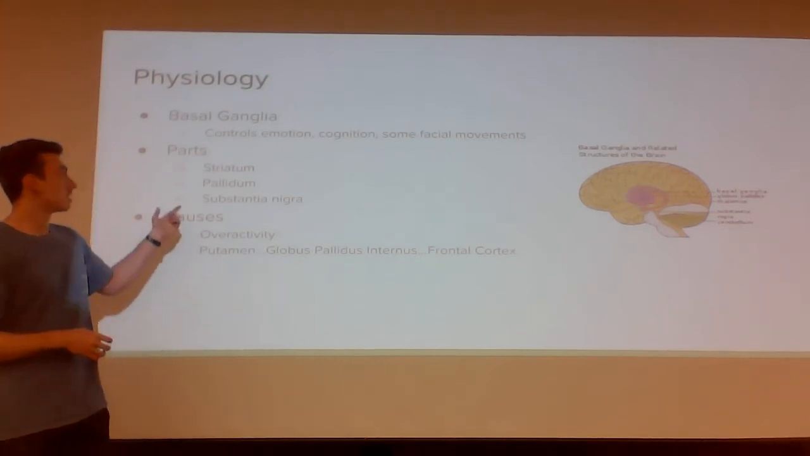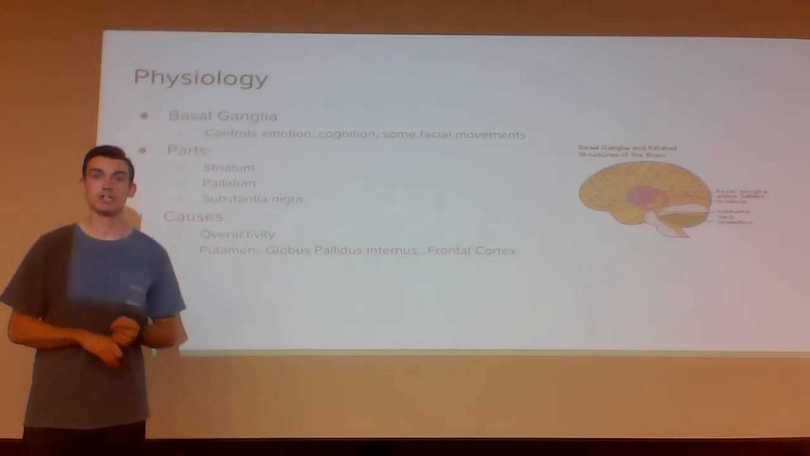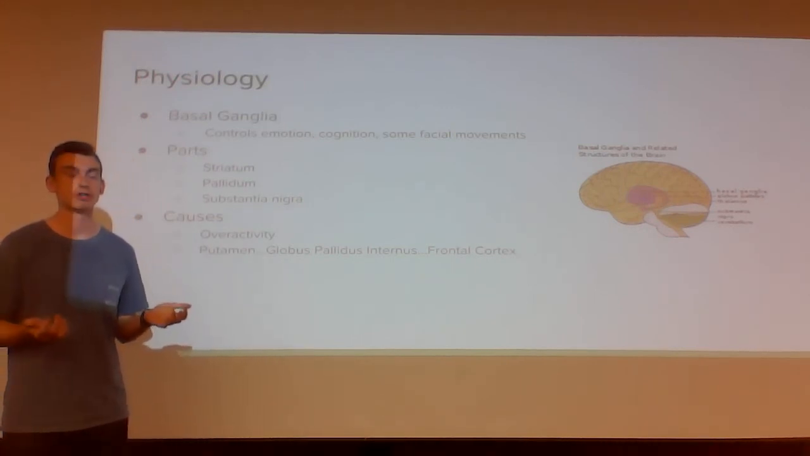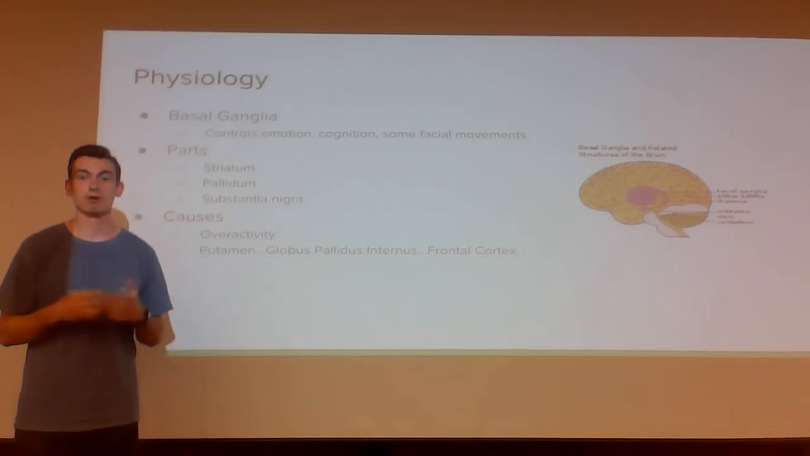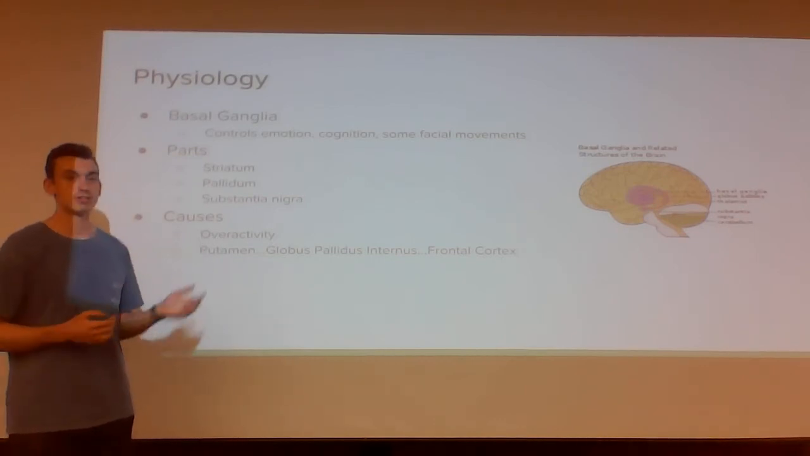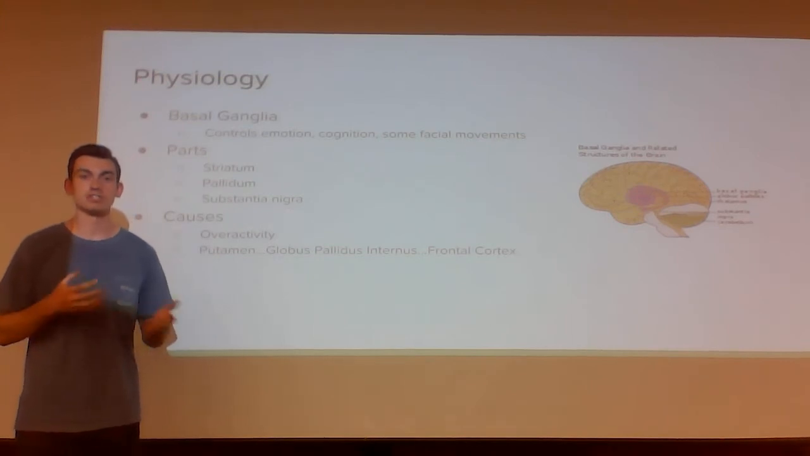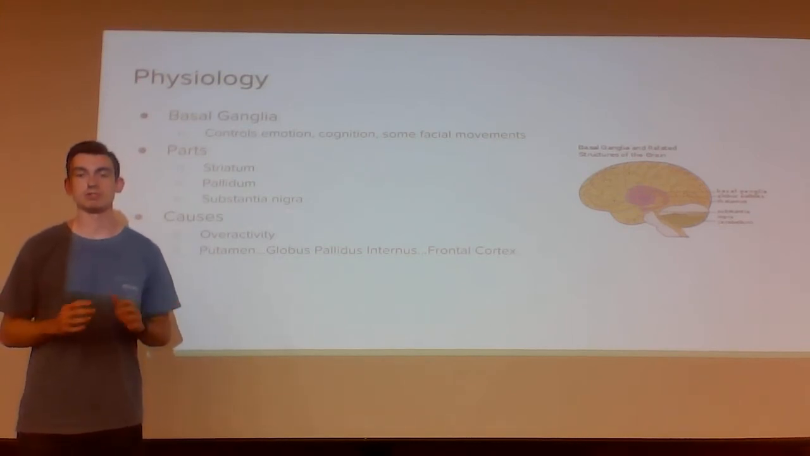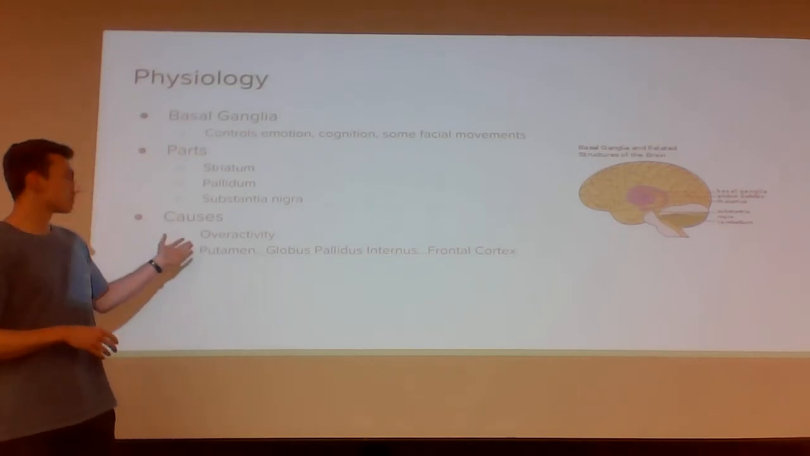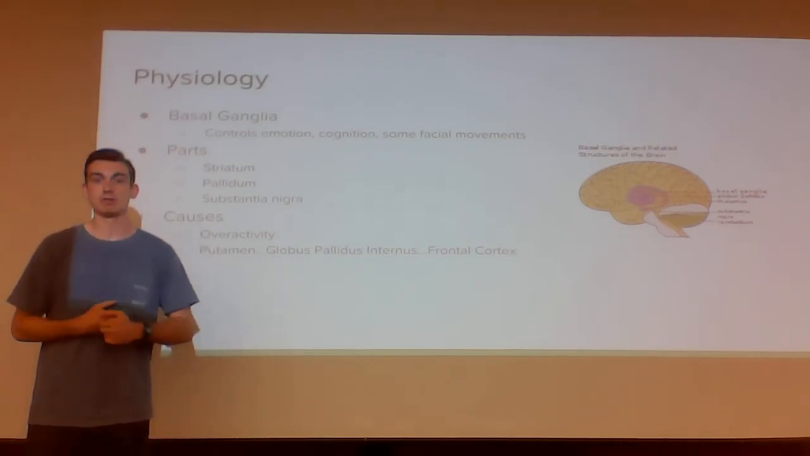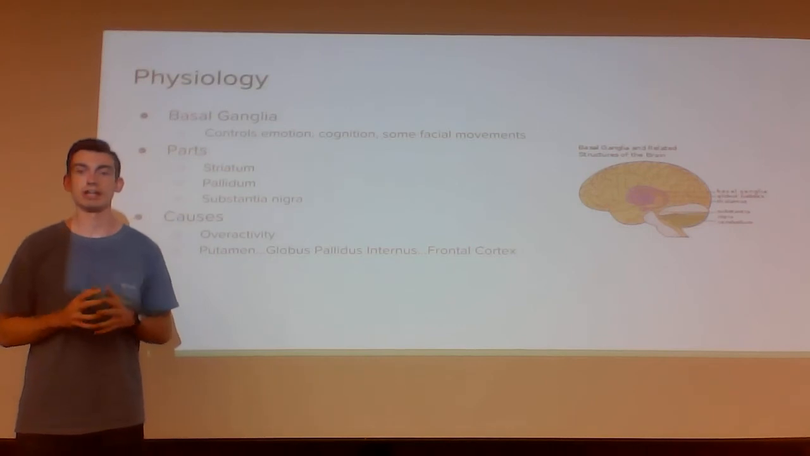Three main parts of the basal ganglia are the striatum, which is involved with downstream signaling into the pallidum, which is involved with inhibitory signals for motor movements, and the substantia nigra, which is involved with receiving signals from dopamine receptors, which is extremely important in the physiology of Tourette's. Also, overactivity in the basal ganglia is strongly correlated with Tourette's syndrome.